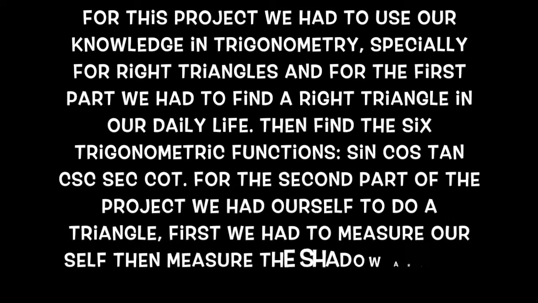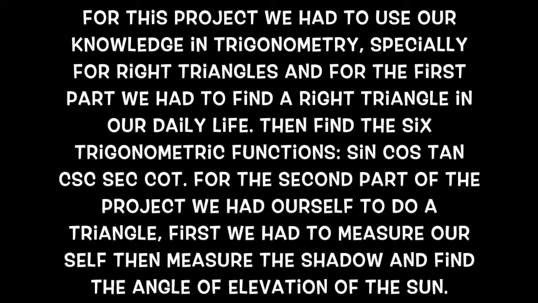For this project, we have to use our knowledge in trigonometry, especially for right triangles. For the first part, we have to find a right triangle in our daily life, and then find the six trigonometry functions: sine, cosine, tangent, cosecant, secant, and cotangent. For the second part of the project, we had to make a triangle with ourselves. We had to measure ourselves, then measure the shadow, and find the angle of elevation of the sun.